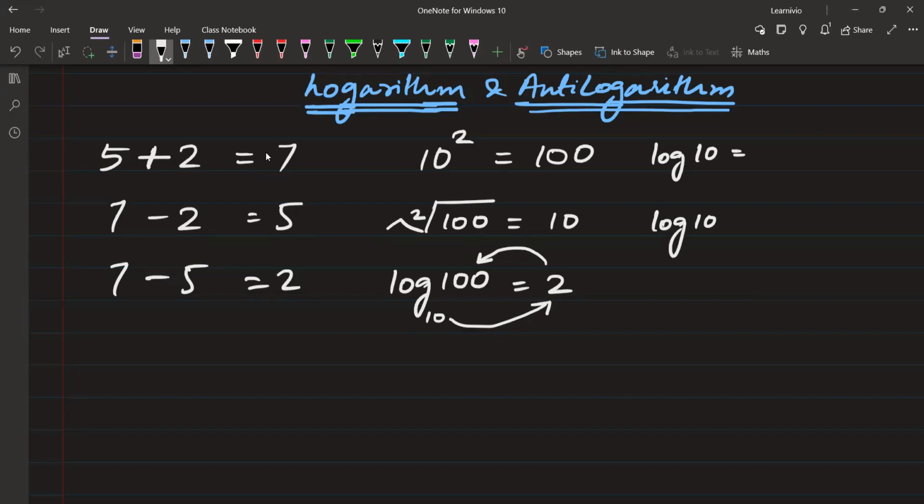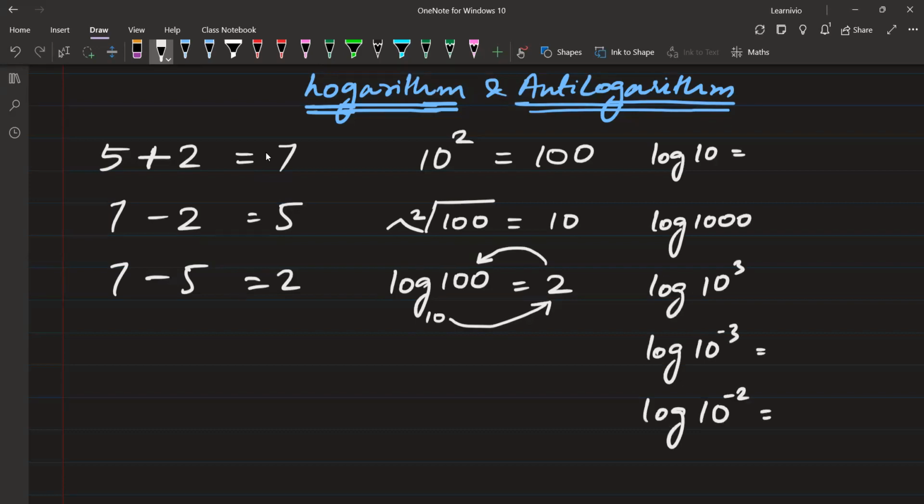अच्छा, what is log 10 बताइए जरा. उसी तरह बताइएगा log 1000 क्या हो जाएगा. अच्छा, उसी तरह बताइएगा log 10 to the power 3 क्या हो जाएगा. उसी तरह log 10 to the power -3 क्या हो जाएगा. Then tell me log 10 to the power -2. चलिए, log 10 कितना हो जाएगा बताइए. 10 to the power what is equal to 10?